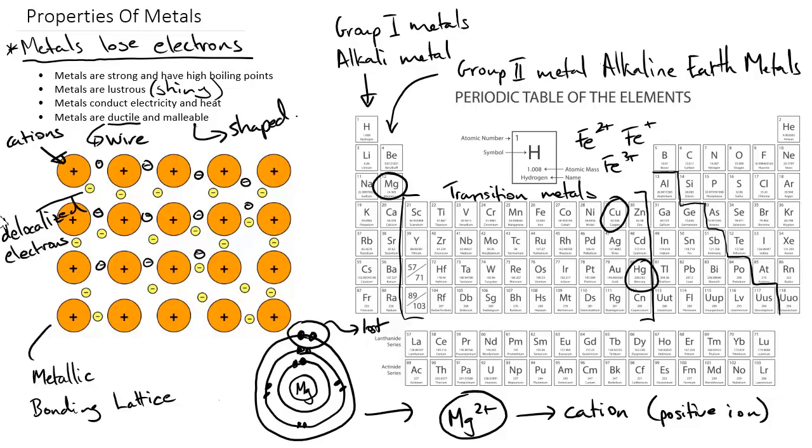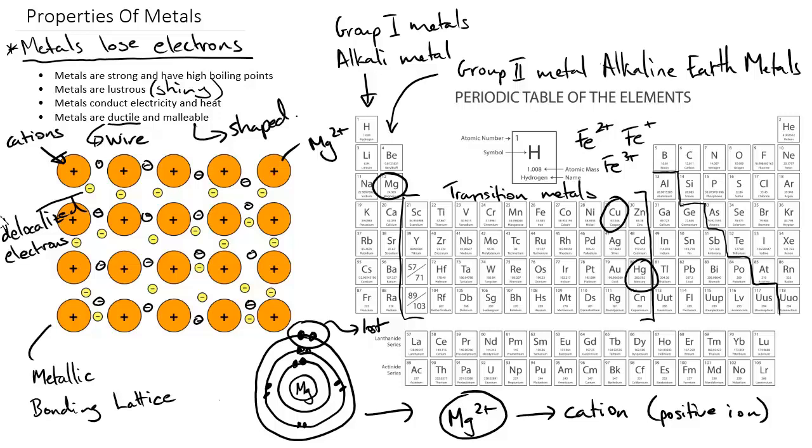Arrangements, and each one of these positive cations releases 2 electrons, and it produces this huge amount of delocalized electrons within this structure. So these might be magnesium 2+, and within that structure you have all these delocalized electrons roaming around. Now the significance of this, in terms of our first point, is that metals are strong and have high boiling points.